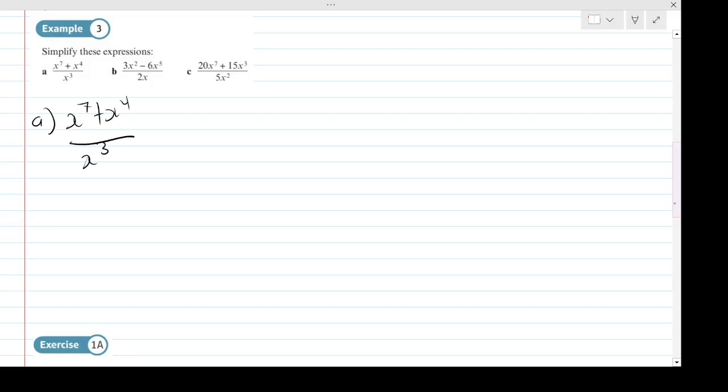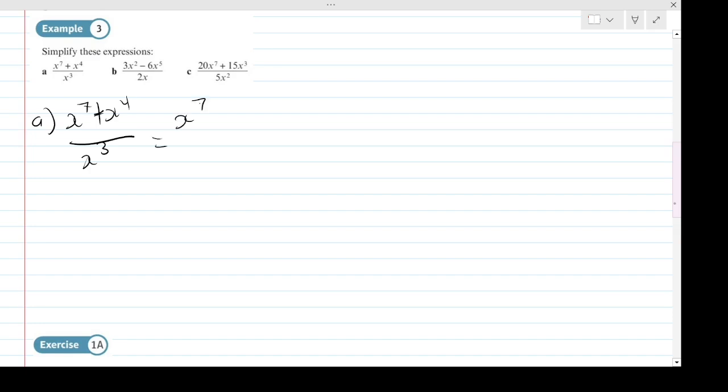Well, the problem here is we can't combine this into one just yet because we have a plus. Okay. So we can't say x to the 7 plus x to the 4 is x to the 11. That is not true, because we're adding. That would only be true if we were timesing. Because we're adding, we can't really do anything. But what we can do is recognise, because we've got a fraction here, we can split this up into different fractions, which we can work with.